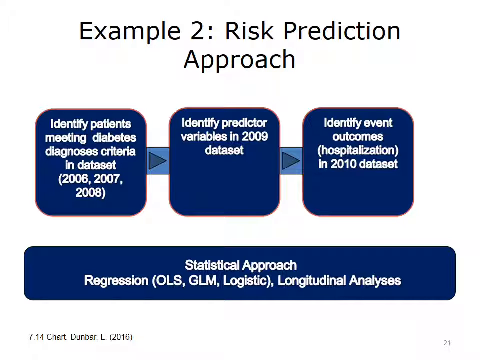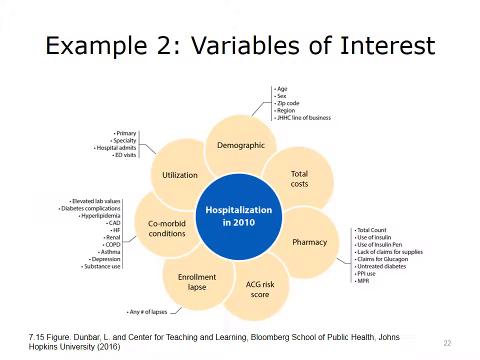Here, predictor variables were identified in their 2009 dataset. This chart identifies variables of interest. The first categorization is that of demographic variables: age, sex, zip code, region of the state, the Johns Hopkins healthcare line of business or insurance product. In other words, was this a commercially insured patient with diabetes? Was it a Medicaid patient with diabetes? A Medicare patient with diabetes?